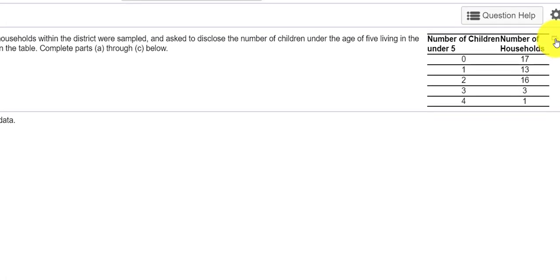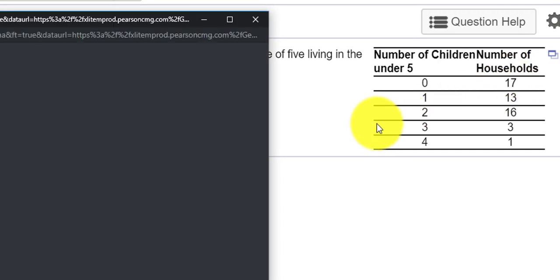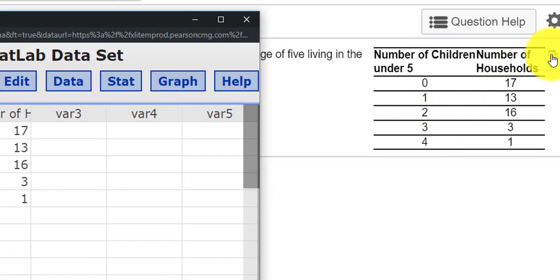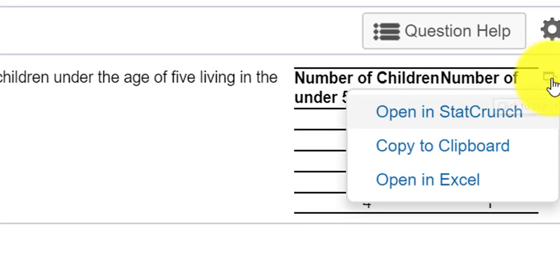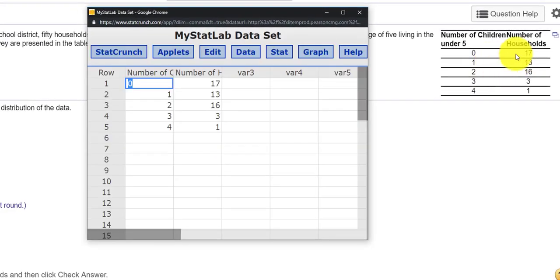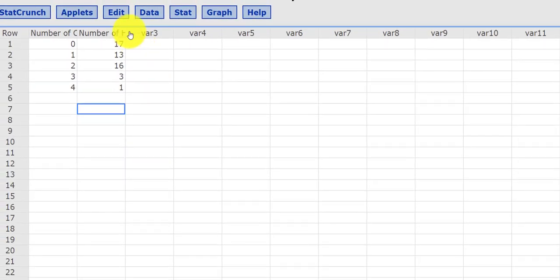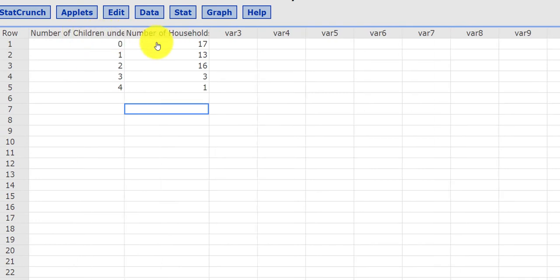We can do this in Excel or just use your calculator, but I'm going to enter this into StatCrunch. So I clicked on the two little boxes to the right of your data, and it opens in StatCrunch. I'll do that again in case you missed it. You click on the two boxes, open it in StatCrunch, and this table is now imported into StatCrunch. And now the next thing we can do, maybe I'll make the titles a little bigger, just so you see what we're working with.